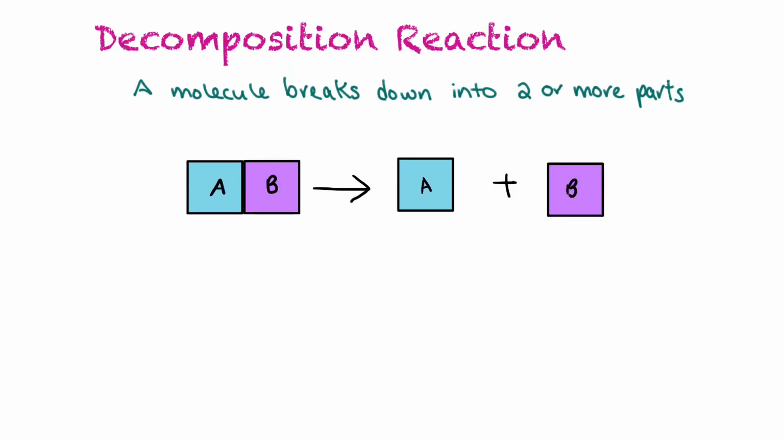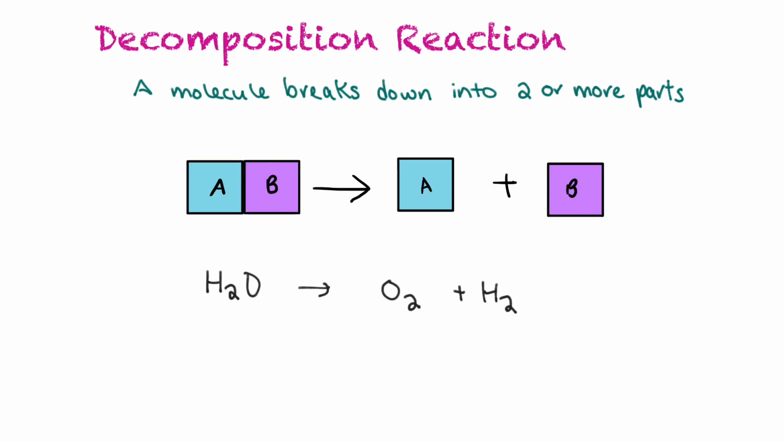A decomposition reaction is when a molecule breaks down into two or more parts. So we have AB breaking down into A plus B. An example of this could be even just the reverse of what we just wrote. So if we have a water molecule being separated into oxygen and hydrogen, that's an example of a decomposition reaction. Another way to recognize it is if you have one reactant becoming two products.